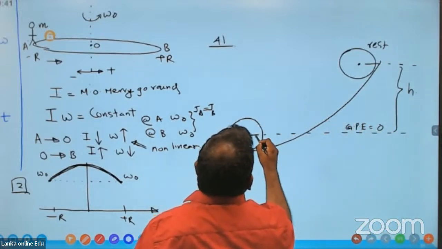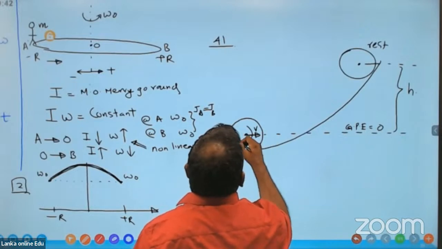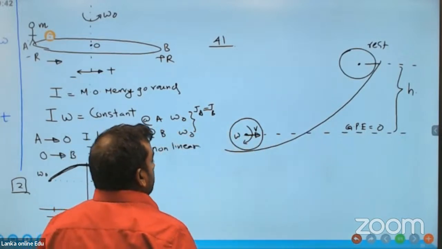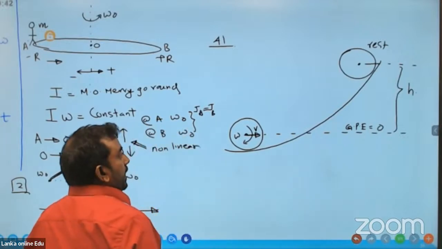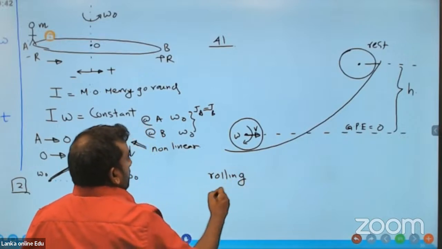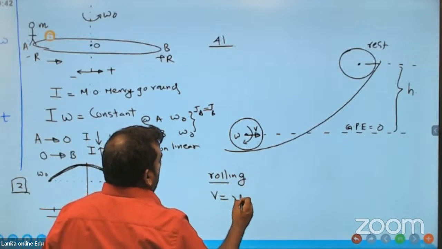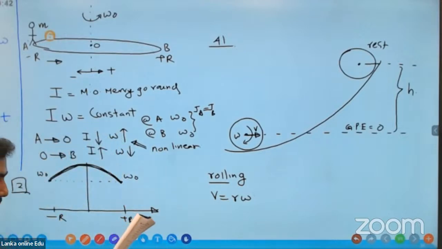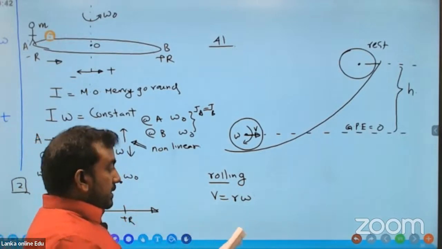So don't forget there is a velocity V and don't forget there is an omega there as well. Rolling without slipping, no? V equal R omega. The rolling condition is V equal R omega. Don't forget. Right. So what are they asking you? They're asking the height.